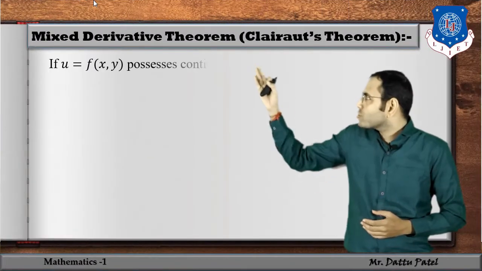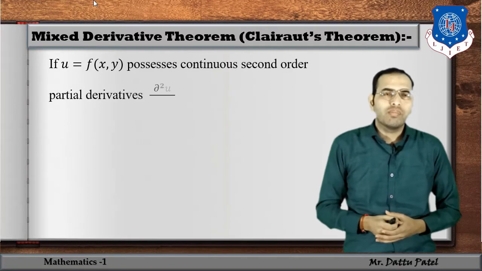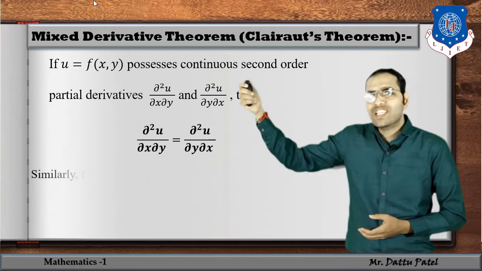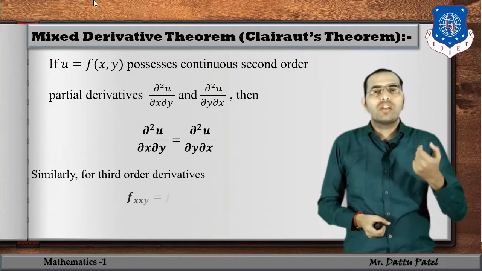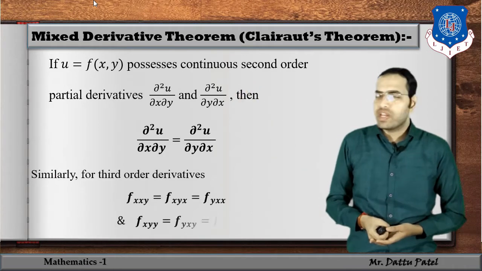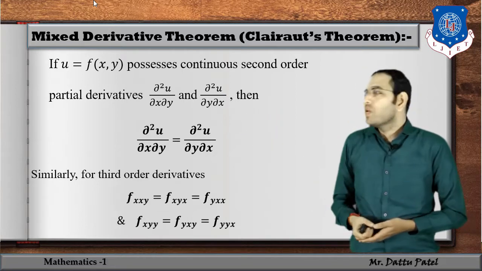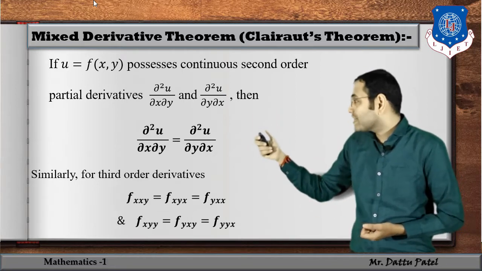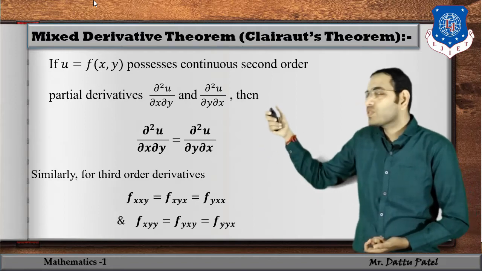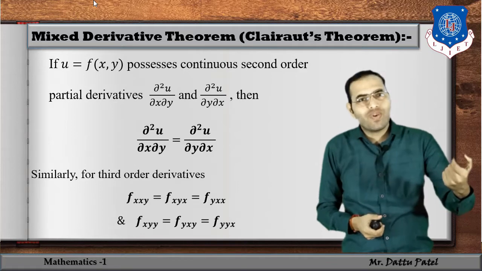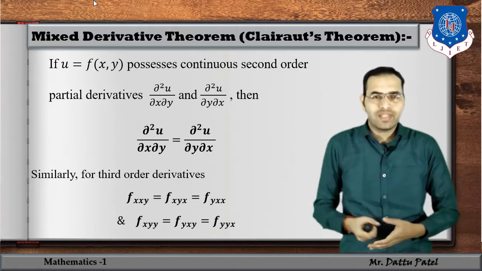Let's see the next topic, which is Clairaut's theorem, or the mixed derivative theorem. If u equals f(x, y) possesses continuous second order partial derivatives u_xy and u_yx, then ∂²u/∂y∂x is the same as ∂²u/∂x∂y, or we can write u_xy equals u_yx.